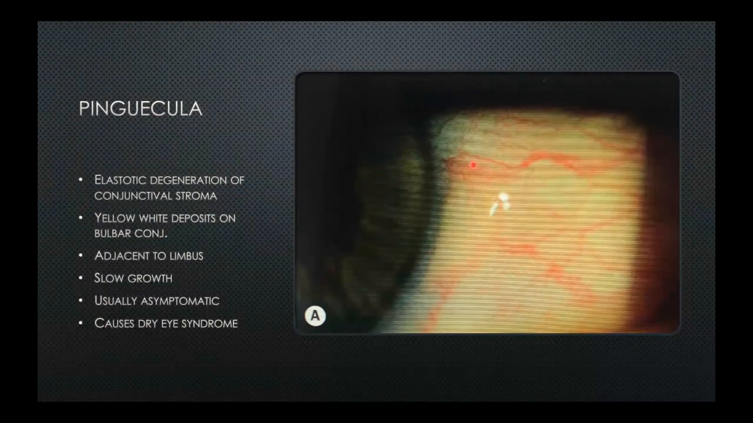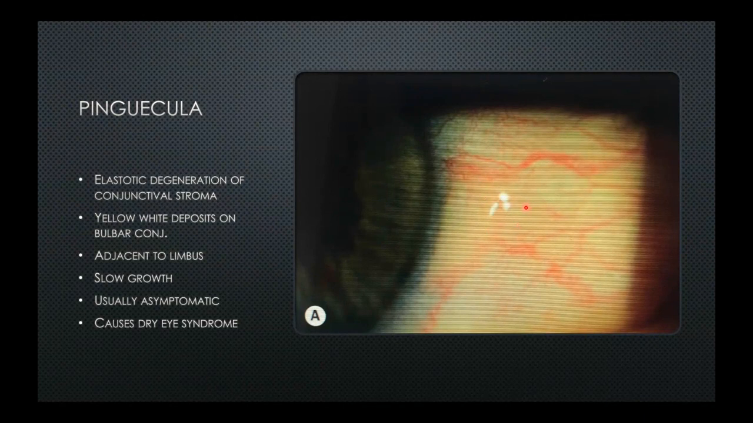You tend to see it as little yellowish white deposits on the bulbar conjunctiva, either at the 3 o'clock or the 9 o'clock position, all right? And it tends to be just a little raised area here, and normally it tends to stay just as it is. Because it is adjacent to the limbus and it's an elevated lesion, you can also have symptoms of burning, dryness, foreign body sensation. And when you look into the eye, you see that lesion right here.